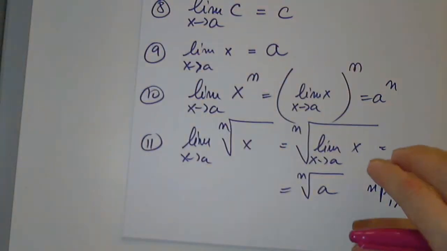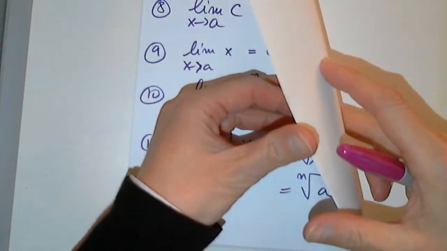Can you see, or? 21. Okay, we want to start with 21, perfect. So let's start with 21.